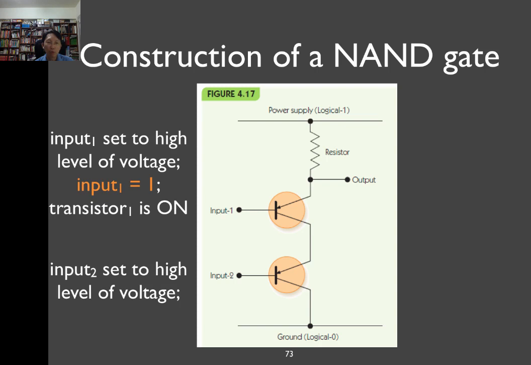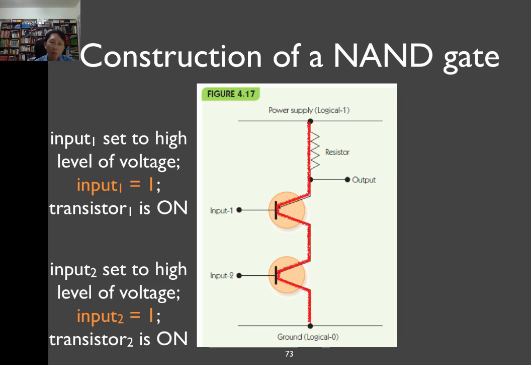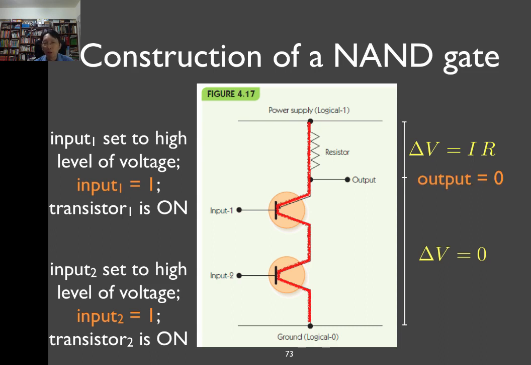And set input 2 to high level of voltage. Input 2 is 1 as well. And transistor 2 is on. So the current is passing through both transistors, and we have a voltage drop across the resistor and no voltage for the rest of this path. The output will be low level, it is 0. 所以我们可以看到两个 input 的时候都是 high 的时候，我们得到一个 low output.